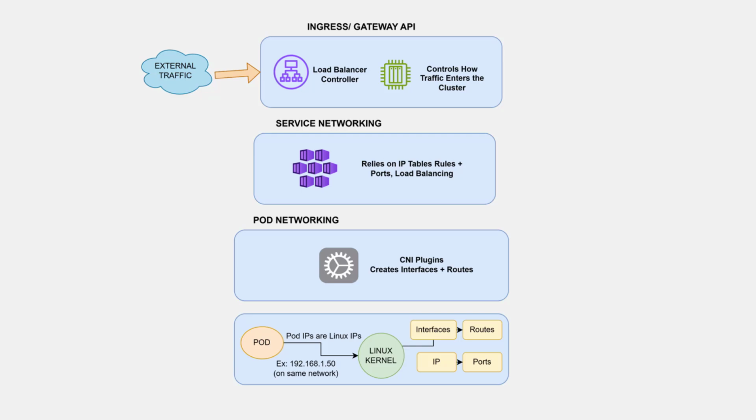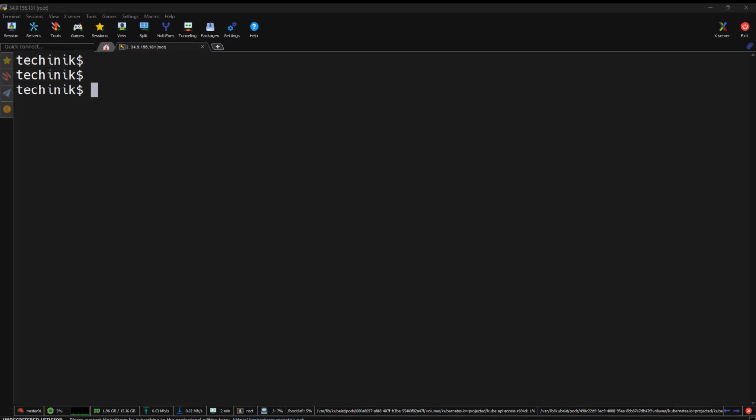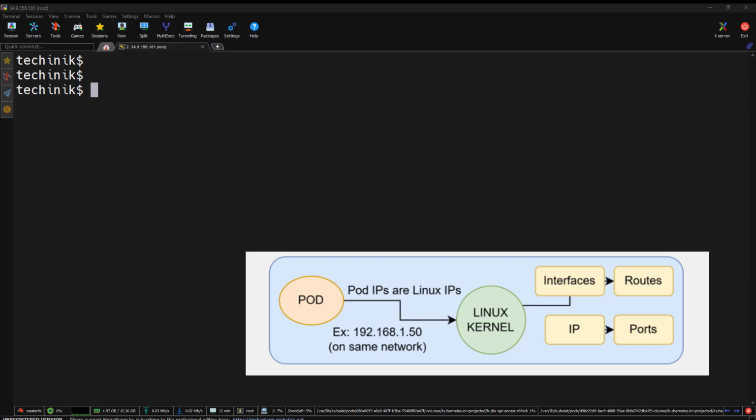Before typing real networking commands, let me explain how Linux thinks. Linux does not think in terms of Kubernetes, pods, services, or ingress. Linux only understands 4 things: interfaces, IP addresses, routes, and ports. Everything else is built on top of this. So in this video, we will follow this exact order. Let's start with the first building block, that is interfaces.